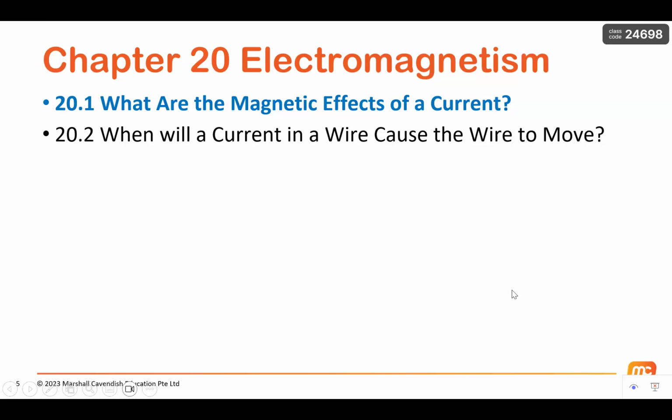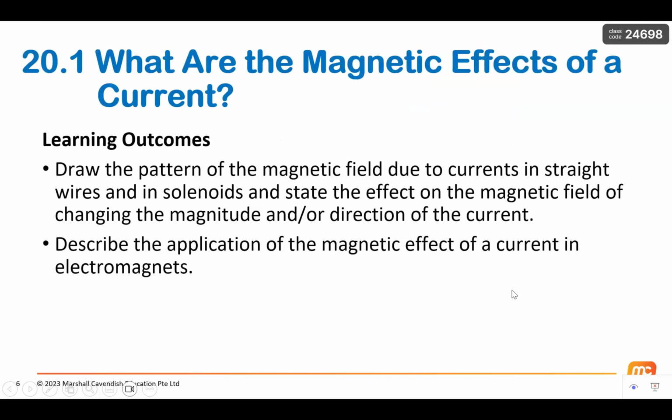In fact, whenever current flows into any current carrying conductor, any wires, there will be a magnetic field around it, not only for a solenoid. Okay, so these are the learning outcomes. We will learn to draw the patterns of the magnetic field due to current in straight wires, as well as in solenoids, and then state the effect of the magnetic field by either changing the direction or the magnitude of the current.